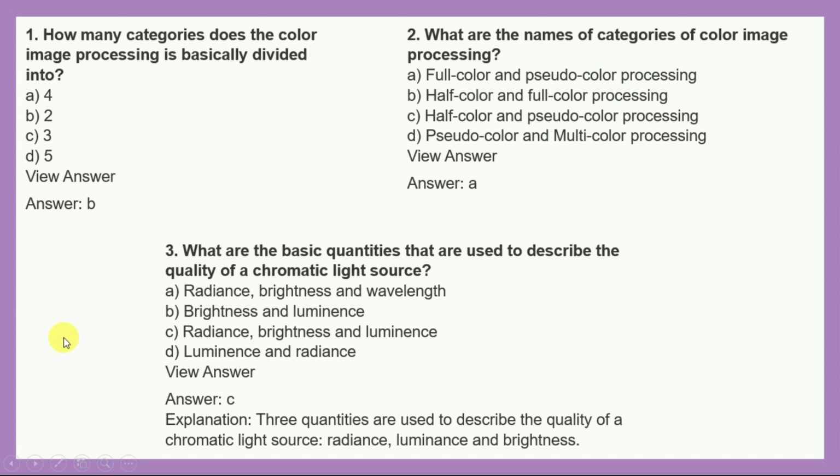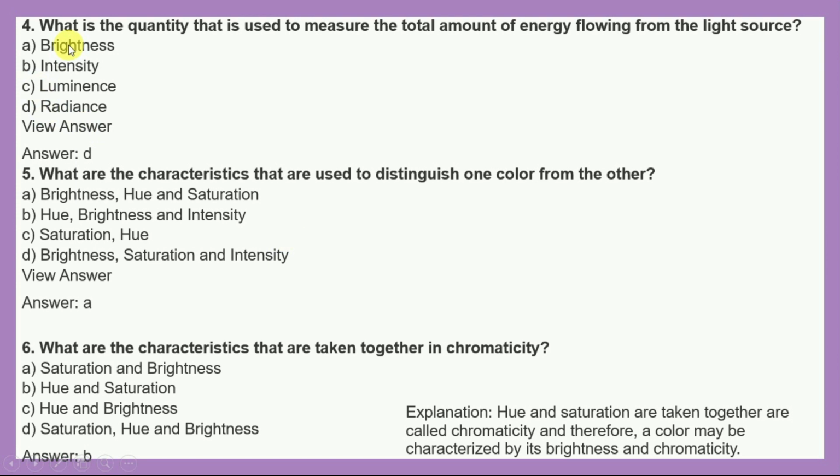Question 3 is, what are the basic quantities that are used to describe the quality of a chromatic light source? So answer is C, that is radiance, brightness and luminance. So now the question is, what is the quantity that is used to measure the total amount of energy flowing from the light source? So answer is option D, that is radiance. Now the question, what are the characteristics that are used to distinguish one color from the other? So how can we distinguish one color from the other? With the help of brightness, hue and saturation we can do this operation.